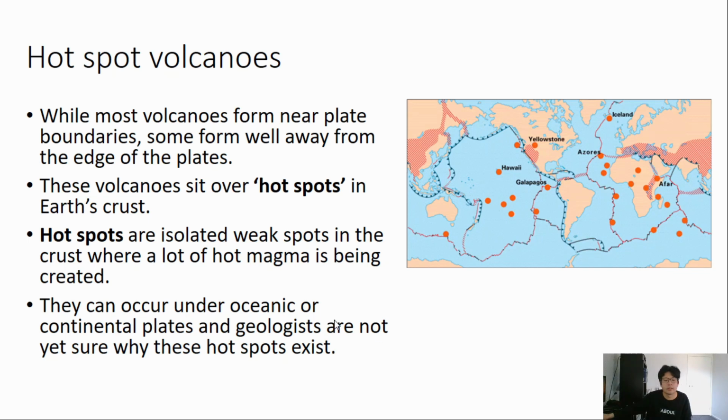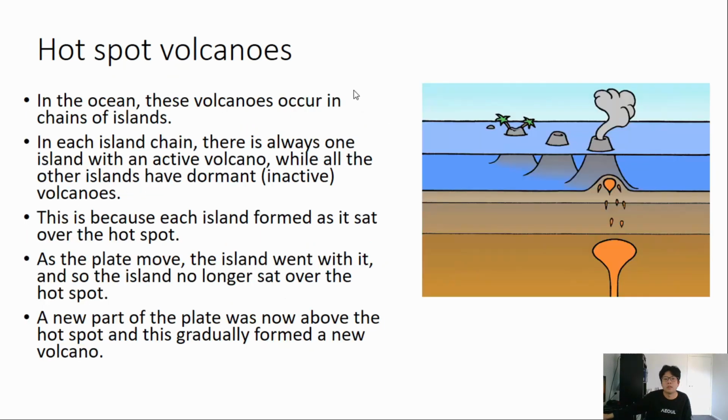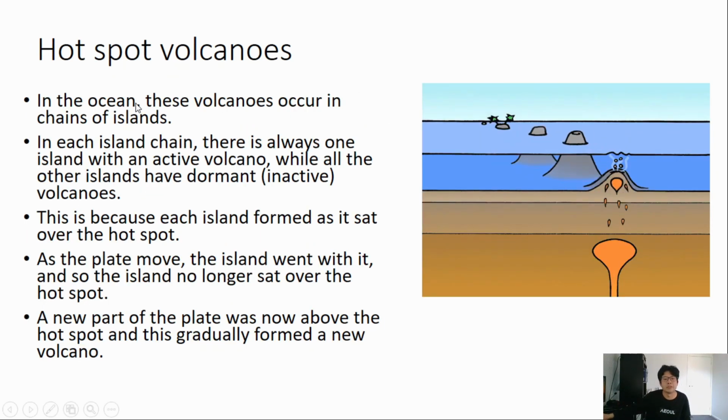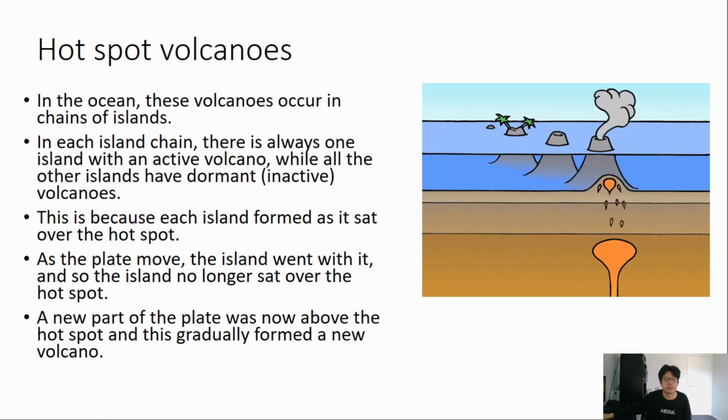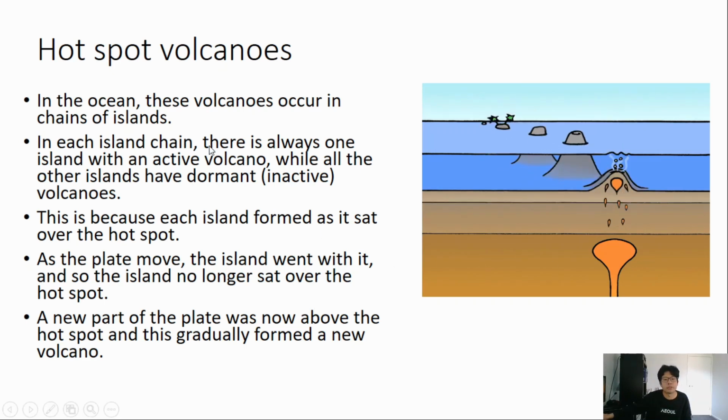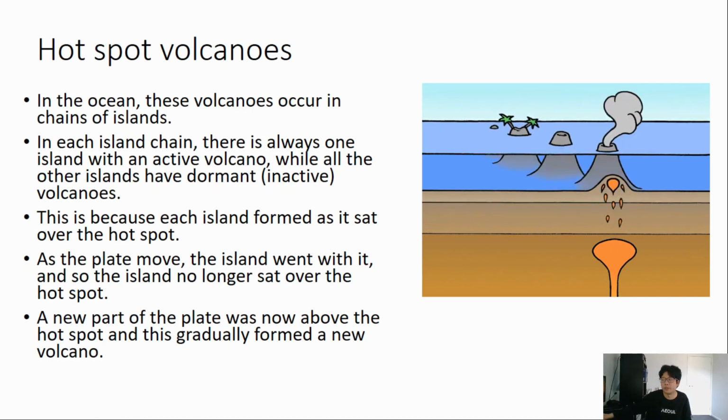They can occur under oceanic or continental plates, and geologists are not yet quite sure why these hotspots exist. So if there are hotspot volcanoes in the ocean, these volcanoes tend to occur in a chain of islands. This is because in each chain there is always one island with an active volcano, while all the other islands have dormant or inactive volcanoes.